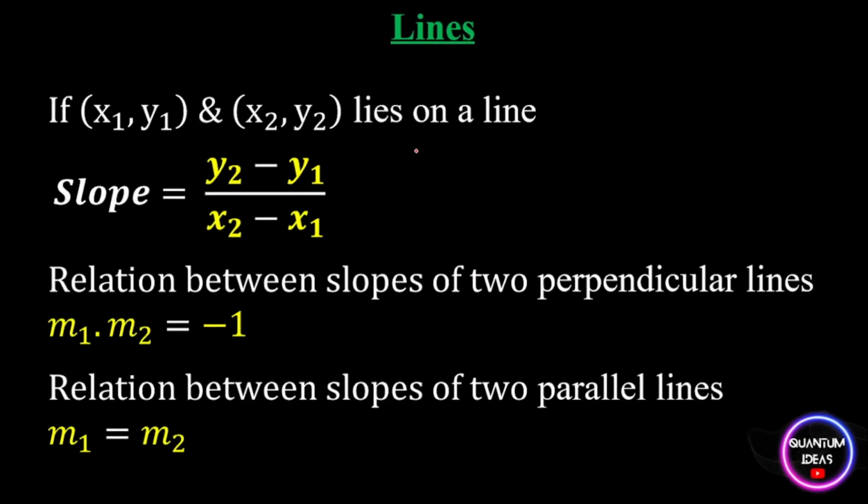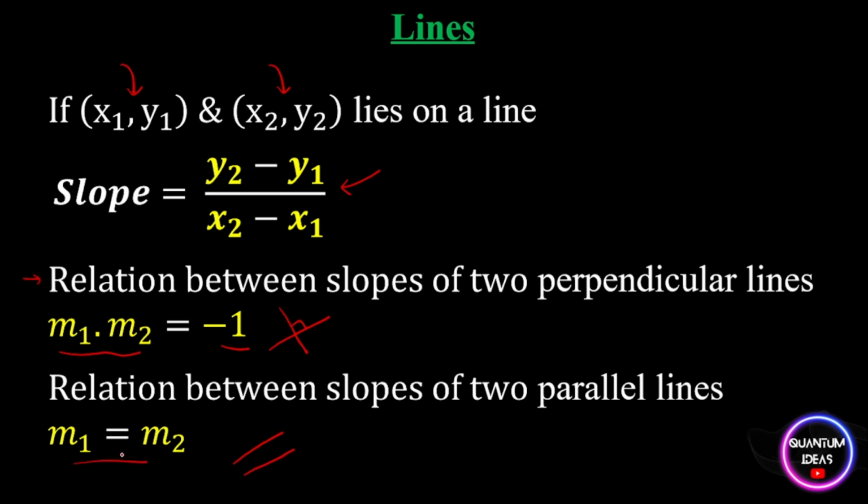So first our topic is lines. If you are given 2 points on the line, that is 2 coordinates, then you can use this very handy formula to find the slope of that line. And there is another formula you can see here: if two lines are perpendicular, that is 90 degrees to each other, then the product of their slopes is equal to -1. And if two lines are parallel, that means their slopes are equal, that is m1 equals m2.